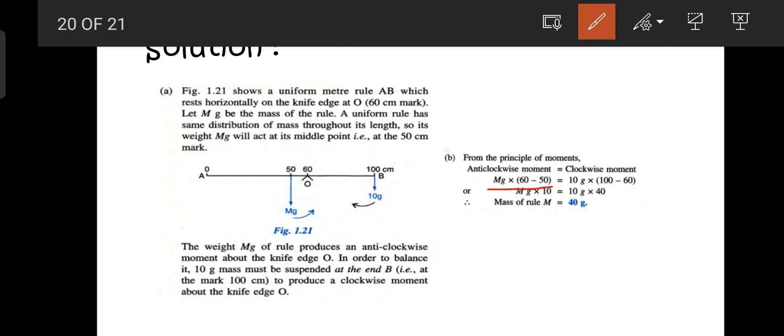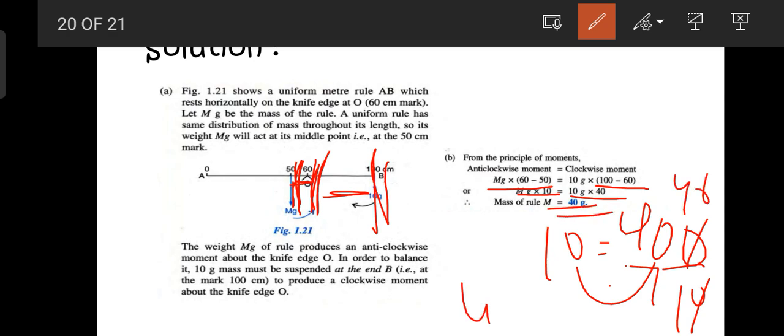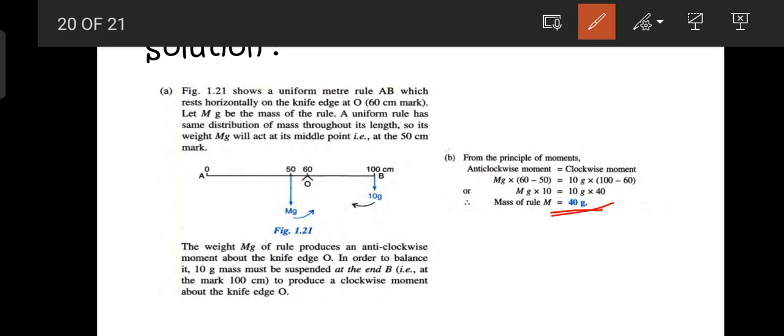So mg is at 60 minus 50, which is 10. I have told you the distance is between the line of action and the pivoted point. So here 100 minus 60 is 40. Here mg into 10 and here 10g into 40. So here will be 400 and here will be 10. So 10 will go to divide, 10 by 10 gone. It is 40. 40 gram is the answer.